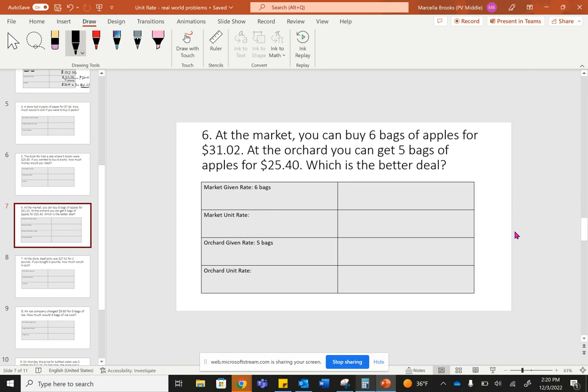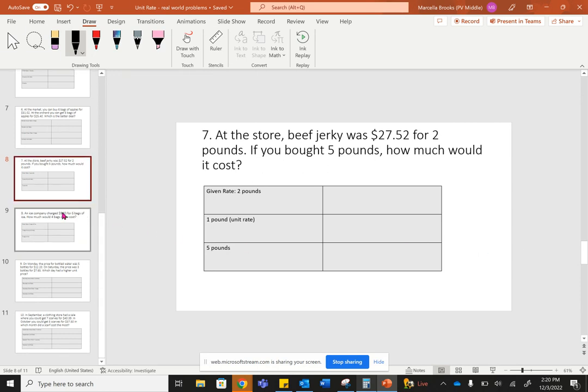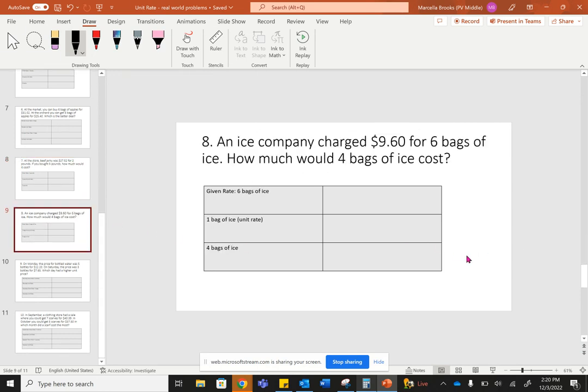Number 6, at the market, you can buy 6 bags of apples for $31.02. At the orchard, you can get 5 bags of apples for $25.40. Which is the better deal? Number 7. At the store, beef jerky was $27.52 for 2 pounds. If you bought 5 pounds, how much would it cost? Number 8. An ice company charged $9.60 for 6 bags of ice. How much would 4 bags of ice cost?